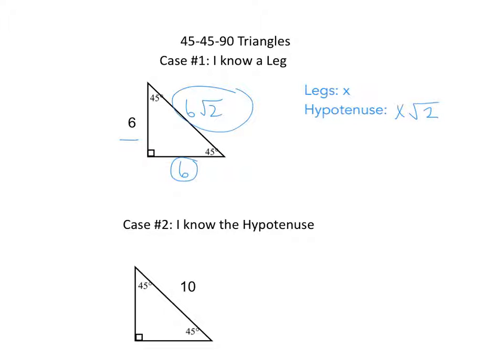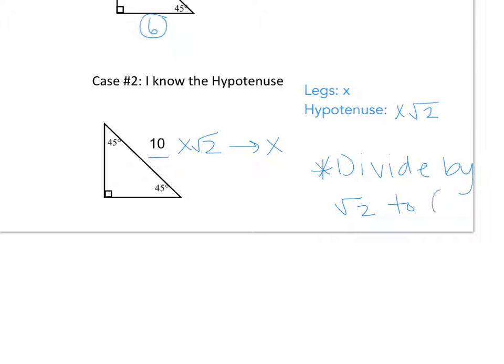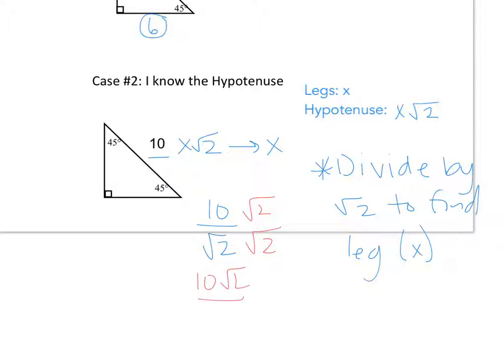Now let's look at if we know the hypotenuse. So I know 10, so I'm at x times square root of 2, and I want to just get to x. So I need to divide by square root of 2, and I'll write that over at the side. Divide by square root of 2 to find the leg, which is just called x. So I'll take 10 and divide it by square root of 2, but that's breaking a rule because we can't leave a square root in the denominator. So we'll multiply by square root of 2 and get 10 square roots of 2 all over 2. Divide by 2, and the 10 turns to a 5 square roots of 2.